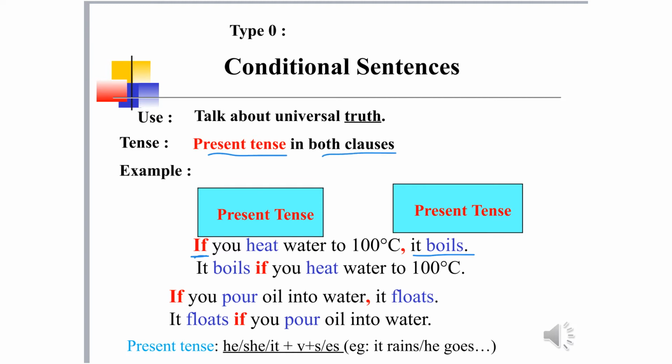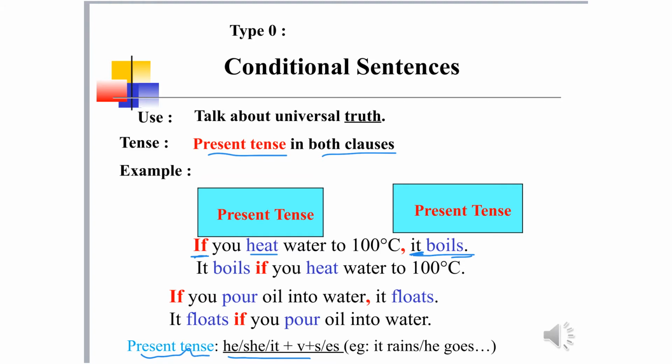All right, so let me give you some more examples. If you heat water to 100 Celsius degrees, comma, it boils. So if you heat water to 100 Celsius degrees, heat is a present tense. It boils is also a present tense. I would like you to pay attention to he, she, it. Whenever we use present tense with he, she, it, the verb should be followed with an s or es. So please pay attention to that.